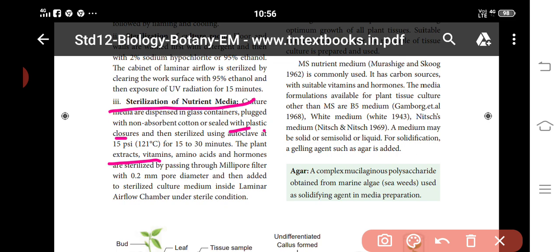Sterilization of nutrient medium. The nutrient medium contains salts of major and minor elements. This medium is called the basal medium. The basal medium is supplemented with growth regulators like auxins, gibberellins and cytokinins.